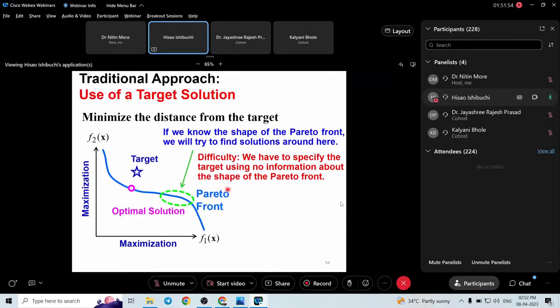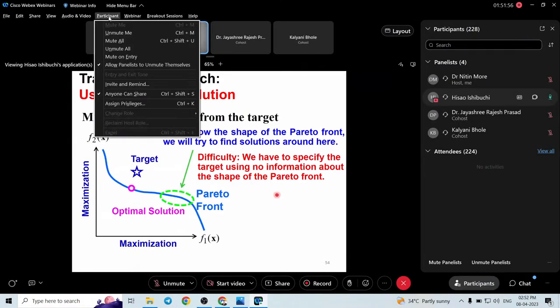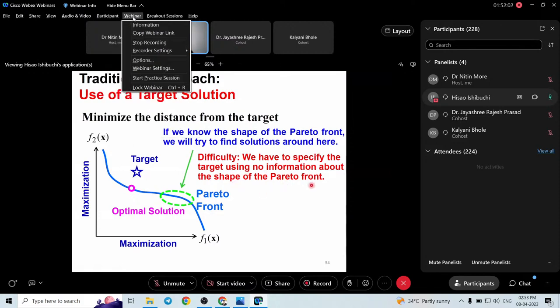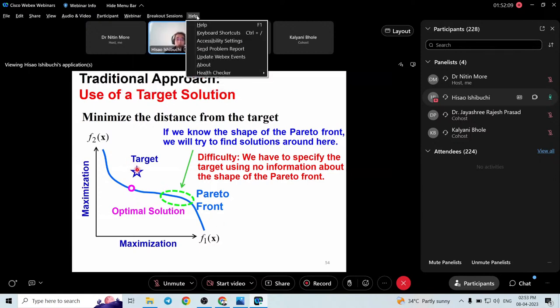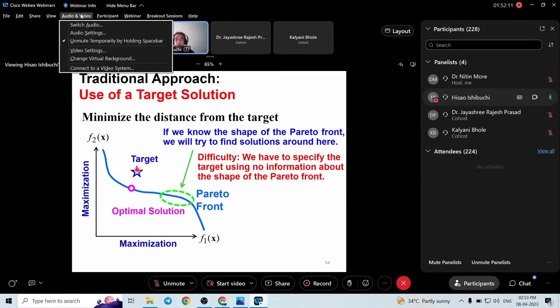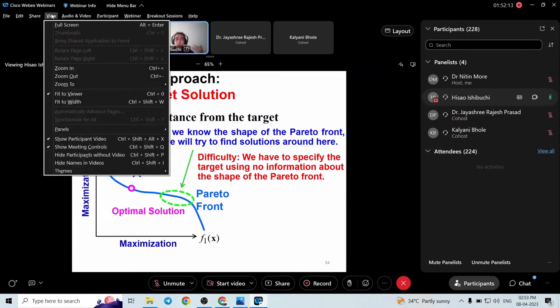But the difficulty in all MCDM approaches is that we have to specify the target using no information about the shape of the Pareto front. Without knowing this shape, we need to specify a target. We need to specify the constraint condition. We need to specify the weight. The difficulty is to give a preference.